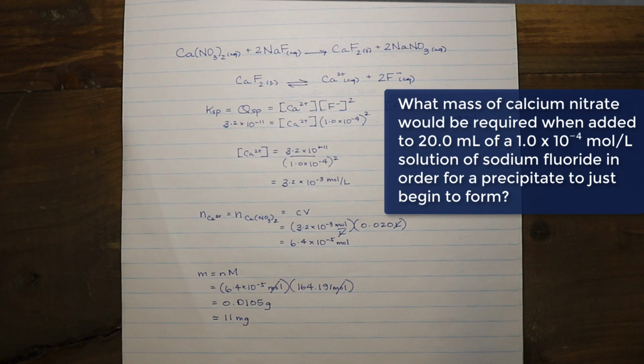So hopefully after watching this, you have a better understanding of how we can use QSP and its relation to KSP, and our understanding of solubility equilibria, that is, what the value of KSP actually represents, in order to determine the maximum amount of a particular substance we would have to add to a solution in order for a precipitate to just begin to form.